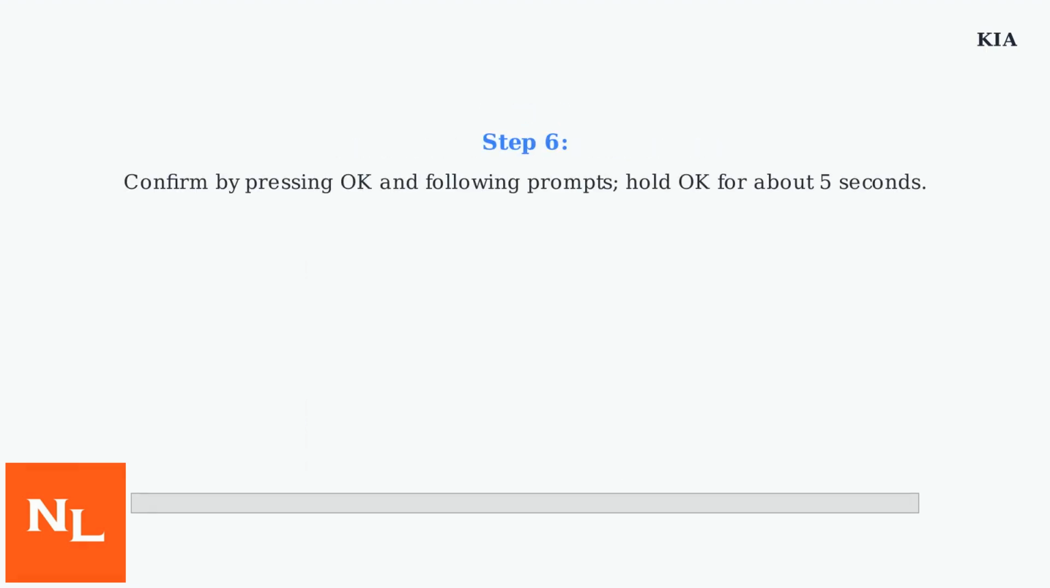Confirm your selection by pressing OK and following any on-screen prompts. This may require holding the OK button for about 5 seconds. Finally, turn the ignition off and then back on to verify the reset. The oil life should now display 100%.